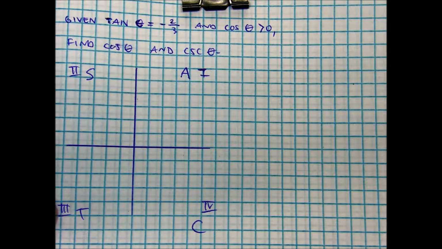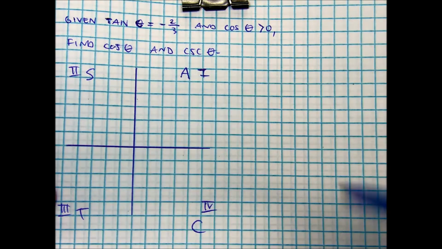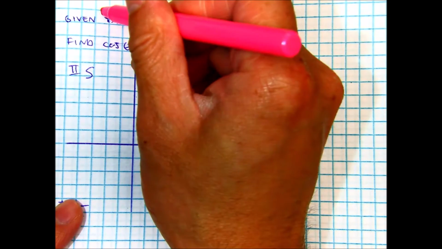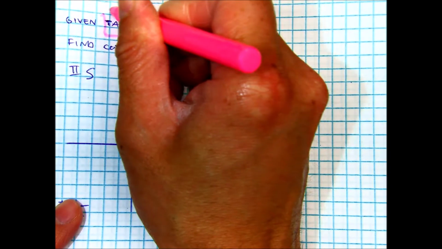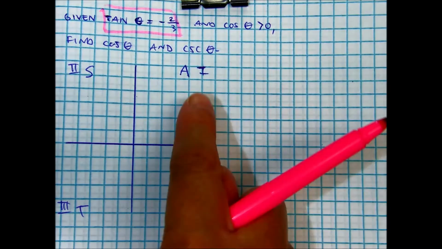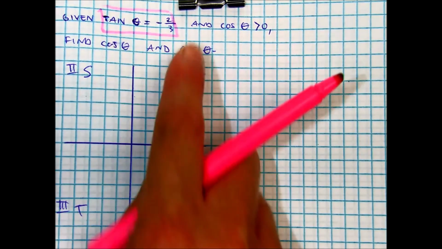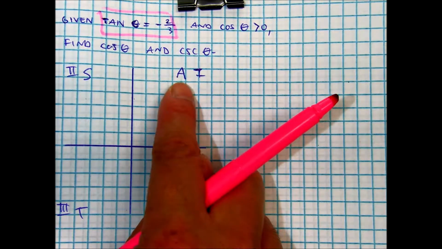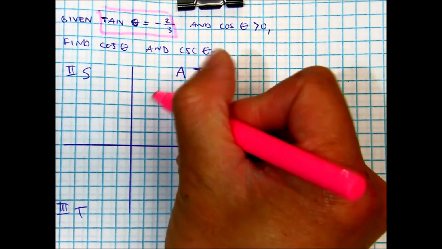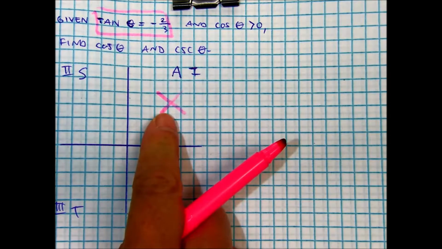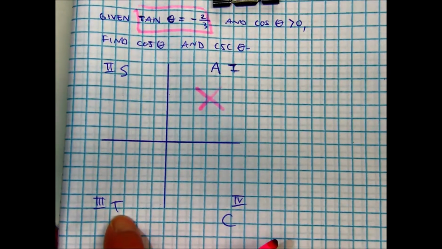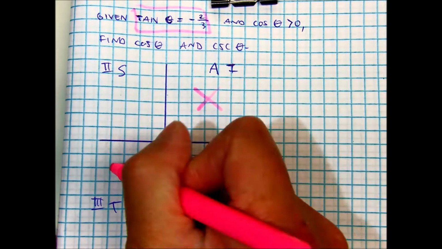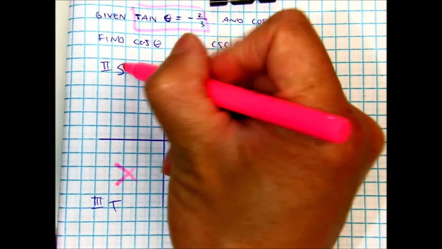All right, listen to my think out loud. I know that tangent here is negative. Okay, think about this. I want tangent to be negative, but here tangent is positive because they're all positive. I don't want positive. Tangent here is positive. I don't want positive. I want negative. So it has to be in one of these two.